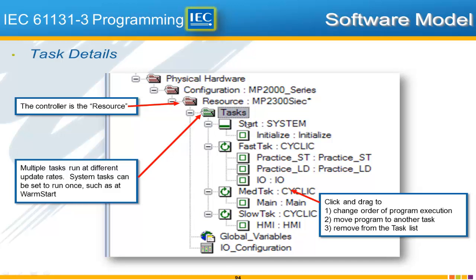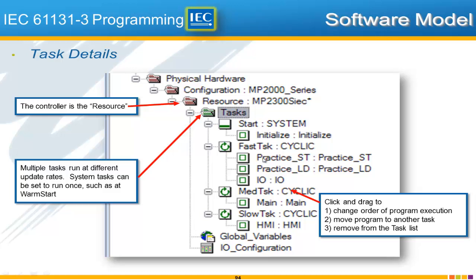And this is an example here with more than one task. There's a task called start, fast, medium, and slow. And so you can see here that, as it says, multiple tasks run at different system rates. Any of these, what we call cyclic tasks, can run at different rates. And then there are also system tasks that can run based on system events such as power on.